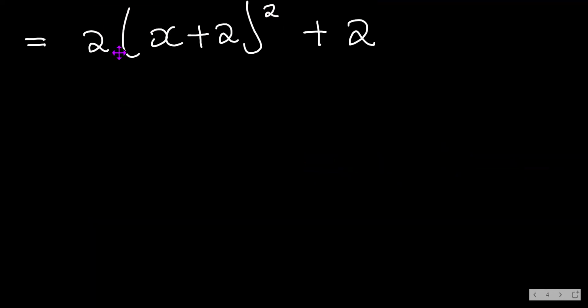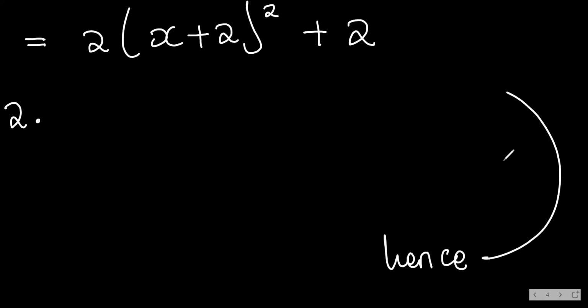That was the first question. But listen to the next question. The next question says, hence, which means, oh, we are not done. Oh, no, we are done. Hence, which means use what you found above in order to tell us the minimum value of this expression. What is the minimum value of 16?